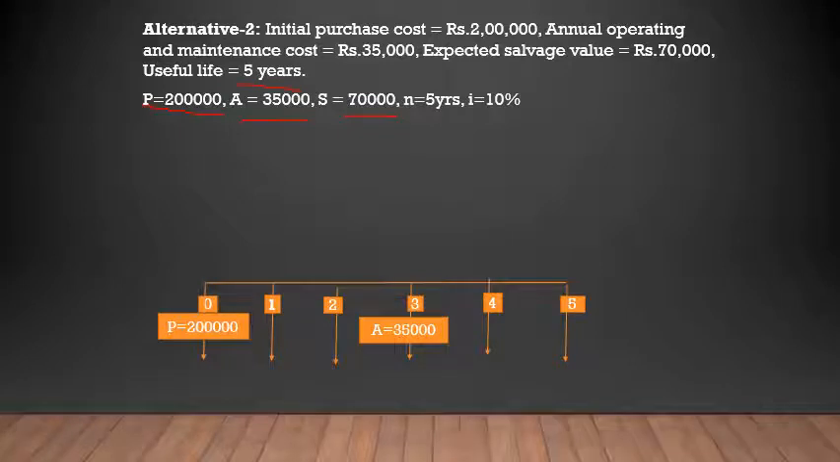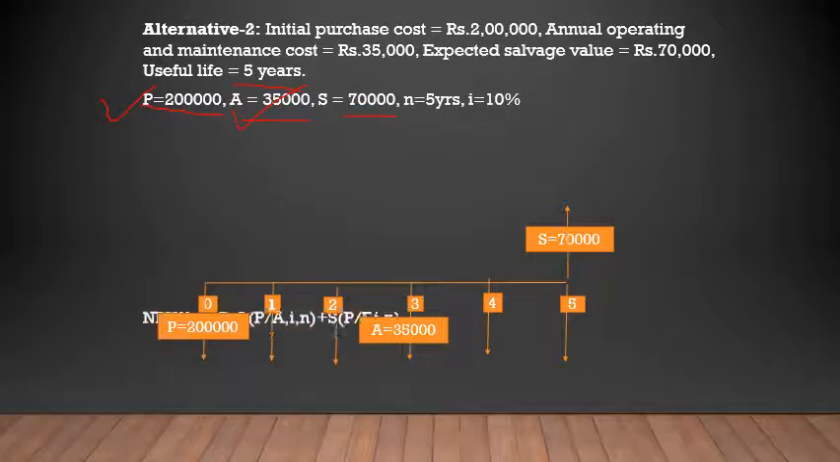Annual means every year. Now P is over, A is over. Which is remaining? S is remaining. What is that? S, salvage value. When we sell it, we get that, so it's a positive flow. Where will it appear? At T is equal to 5. Indicate that. So your cash flow diagram is ready.